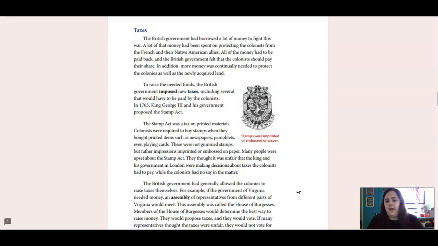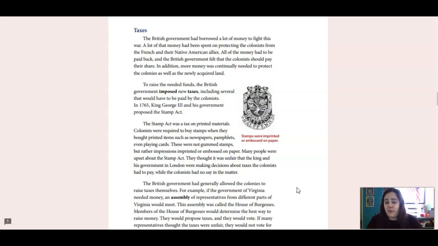In 1765, King George III and his government proposed the Stamp Act. The Stamp Act was a tax on printed materials. Colonists were required to buy stamps when they bought printed items such as newspapers, pamphlets, even playing cards. These were not gummed stamps, but rather impressions printed on embossed paper.